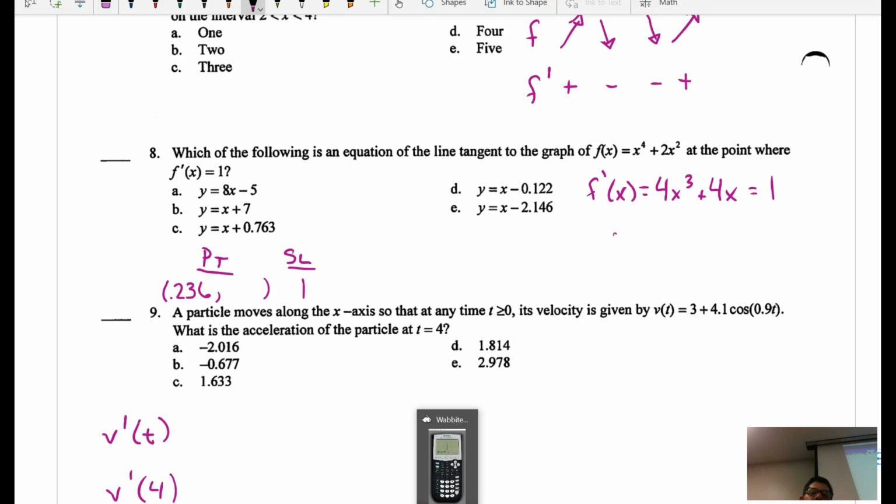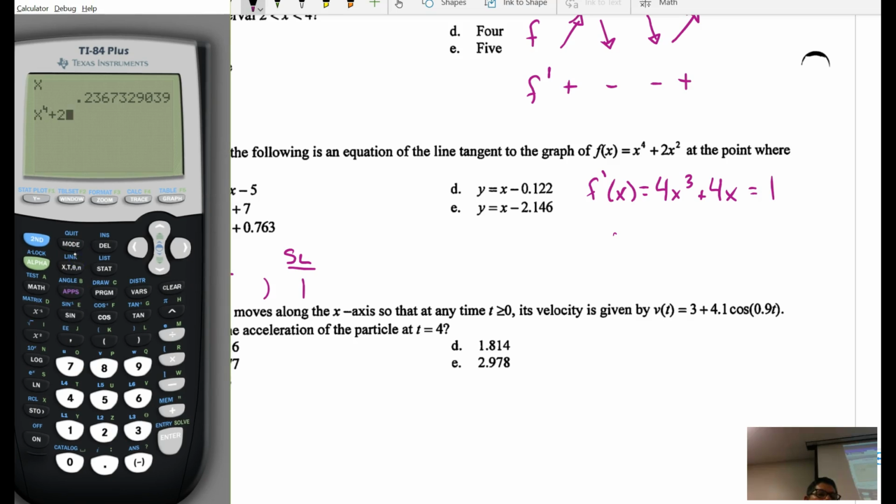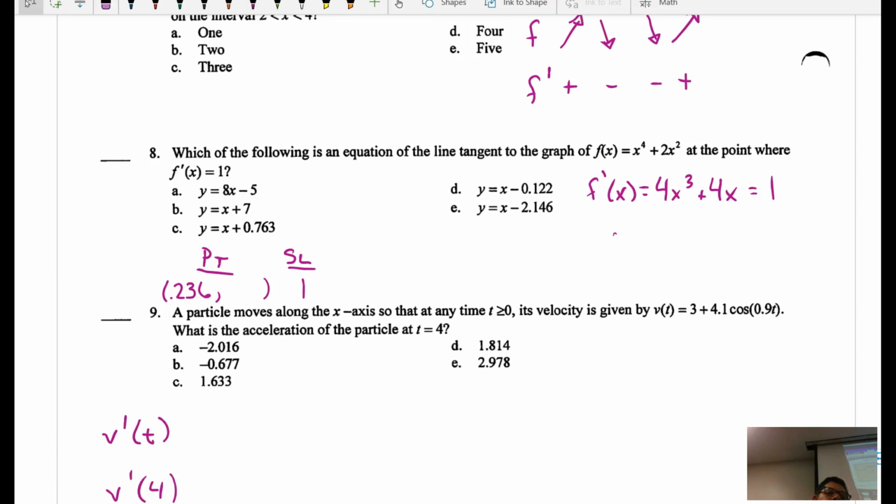What do I want to do with that x to find the y? Plug it into the original. Going back to the calculator screen, that value that we just solved for on the graph menu is stored in x. And I want to plug that not into the derivative, but into the original function. So x to the 4th plus 2x squared. This is 0.115.